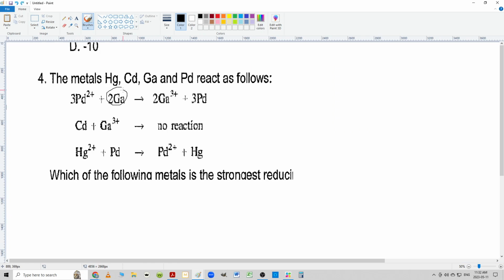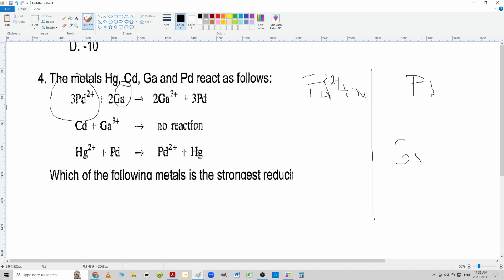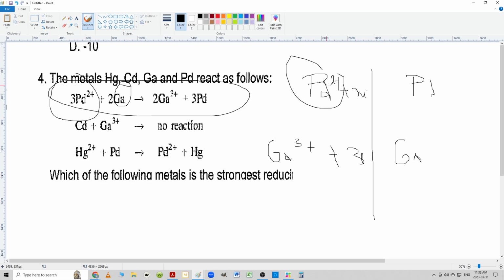And this is Ga on the left. So that means if I was looking at the potential, the Pd2+, since it's on the reaction side, is going to be on the left side. It's going to gain 2 electrons, and it's going to form Pd solid. Since it's Ga here, the Ga is going to be down here, which means it's going to be Ga3+ on the right, plus 3 electrons. Since there was an exchange, Pd2+ must be above and to the left of Ga, because this is Ga.